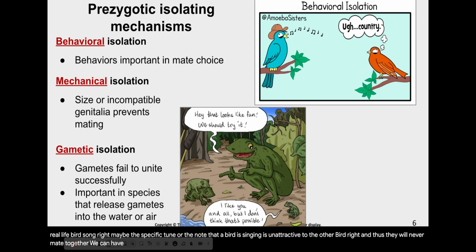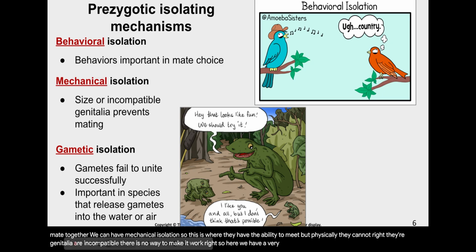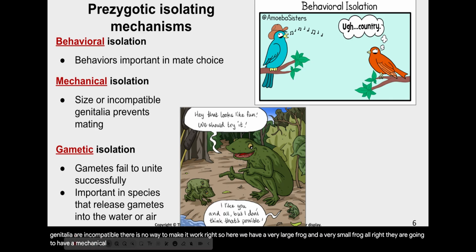We can have mechanical isolation. This is where they have the ability to mate, but physically they cannot. Their genitalia are incompatible. There is no way to make it work. Here we have a very large frog and a very small frog. They are going to have mechanical isolation. There's no way that they can successfully mate together. Think of it like a puzzle where the puzzle pieces don't fit together.